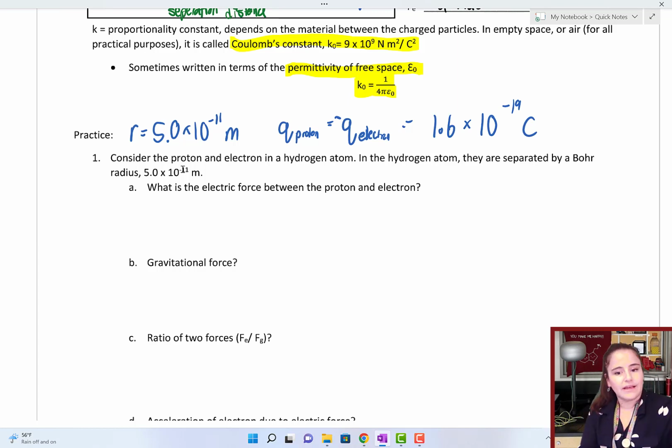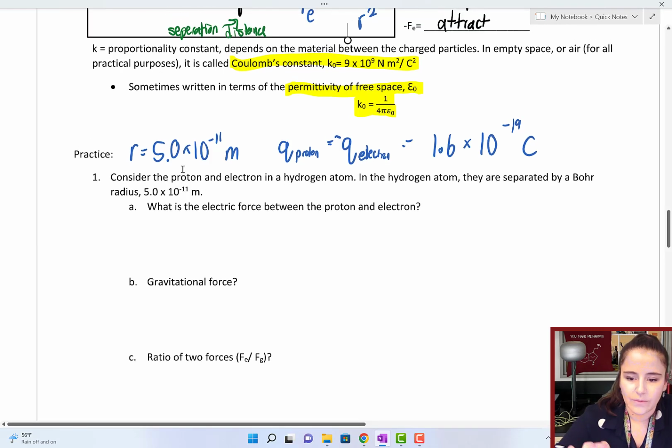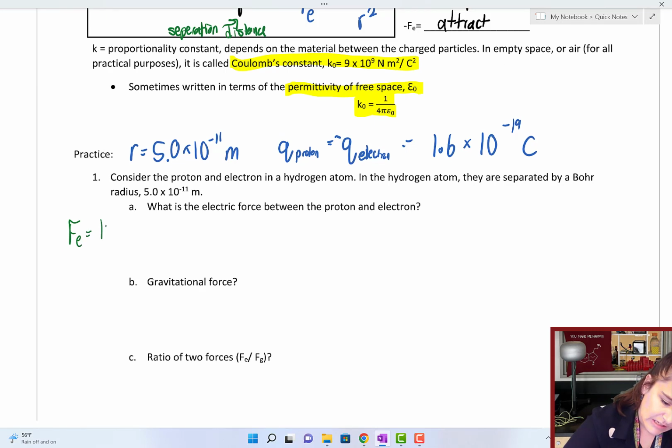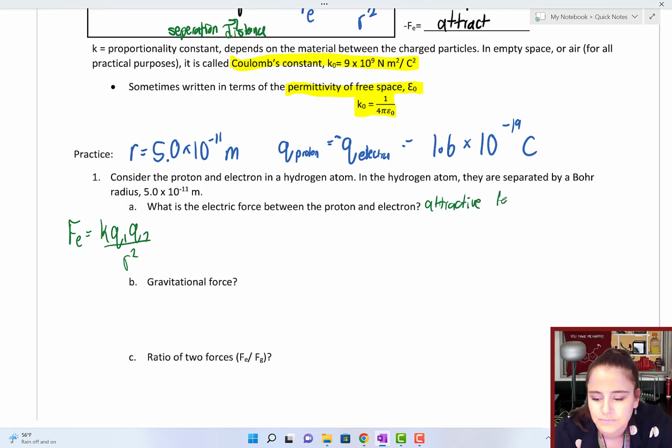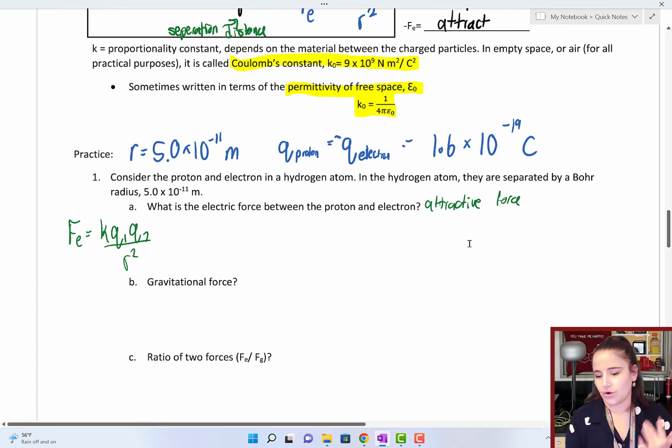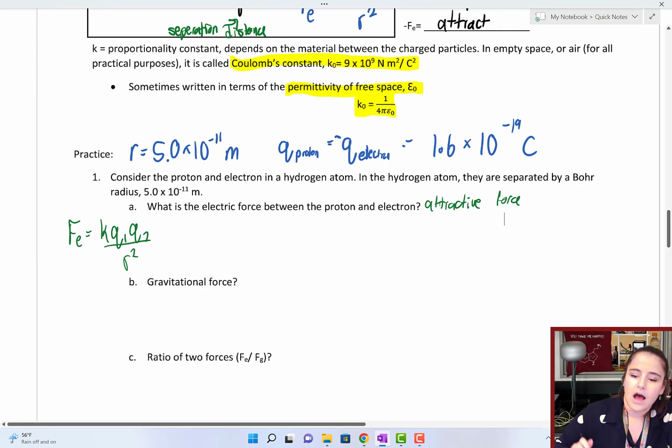So what is the electric force between them? We have our equation. Our equation is that the electric force equals k times q1 times q2 over r squared. And like I said, ignore these signs, okay? This is going to be an attractive force. So that's why I'm not going to put the signs of those charges into here. I know that it's attractive. The sign of it just tells me the direction of that force, or the type of charge.